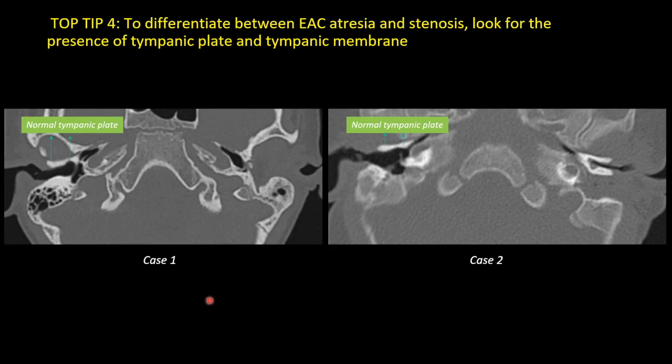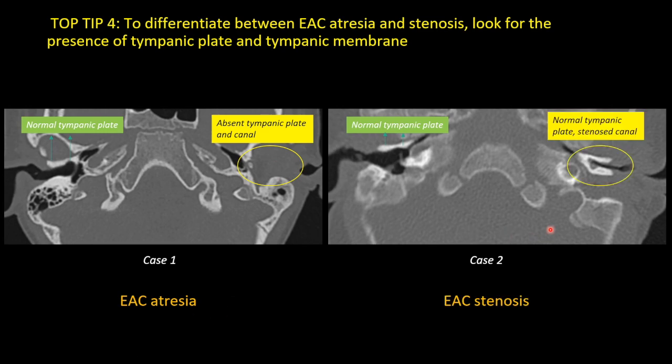How do you differentiate between external auditory canal atresia and stenosis? So a useful clue is to look for the presence of the tympanic plate and tympanic membrane. In these two different cases, the right side is normal with a normal tympanic plate and membrane. In case number one, the left side is abnormal, and you notice that there is no tympanic plate. So this is a case of EAC atresia. Case number two, there is a tympanic plate, and we can see that quite nicely here, but the canal is stenosed. So this is quite a useful feature to look at to differentiate between these two entities.